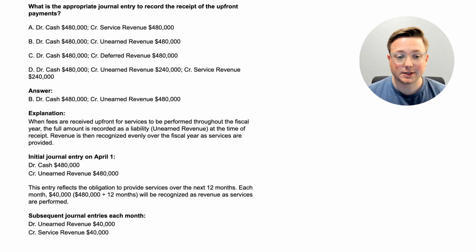All right, here we are. The answer is B. You would debit cash for $480,000. That's the easy part. You would credit unearned revenue for $480,000. So if you got any of the other answers, let's walk through this.